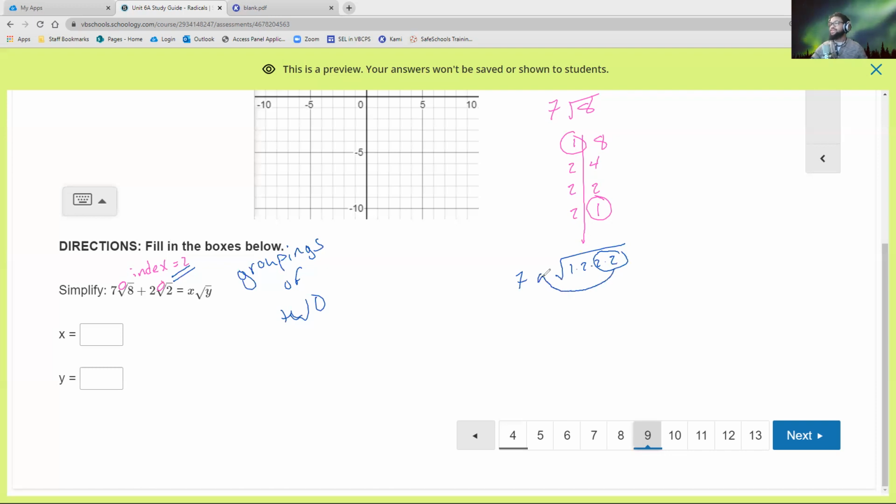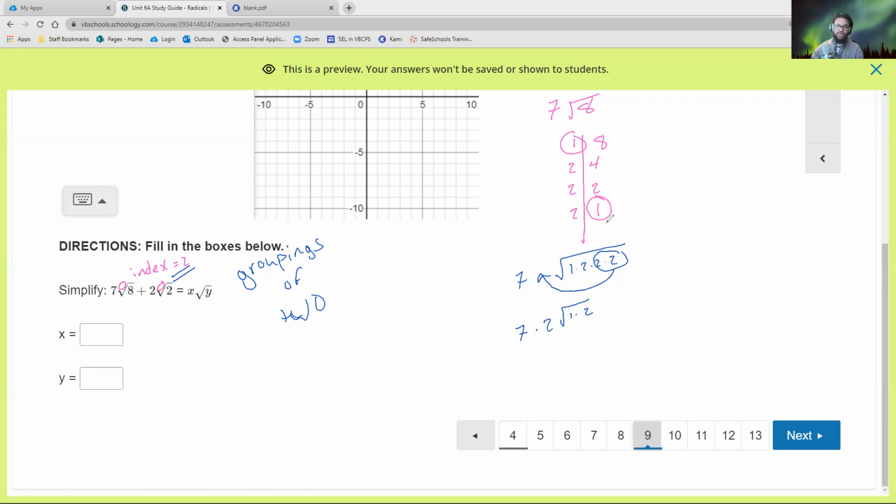And here's a question I see some students having: hey, Mr. Williams, what do you do with that 7 when we pull those 2's out? Now remember, these things are getting multiplied inside, so they need to get multiplied outside as well. So when we rewrite this, we end up with the 7 times the 2, and then we still have our square root of 1 times 2 inside.